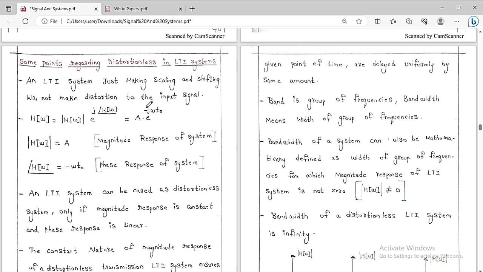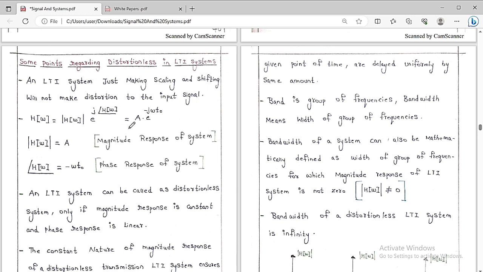So because of that, there is no distortion to the input signal. So output is nothing but a scaled version as well as a shifted version of the input signal. Then the transfer function, the Fourier transform of h of t, which is H of omega, is a complex number, so it will have a magnitude as well as a phase angle: magnitude of H of omega into e to the power of j of the phase angle of H of omega.